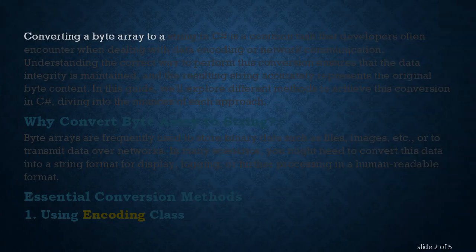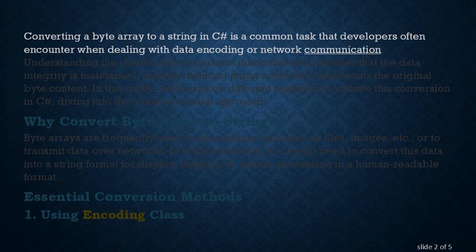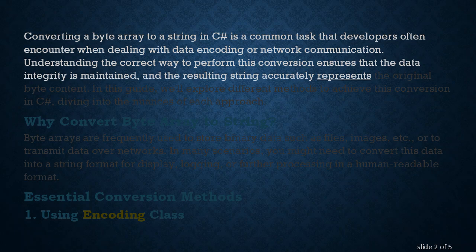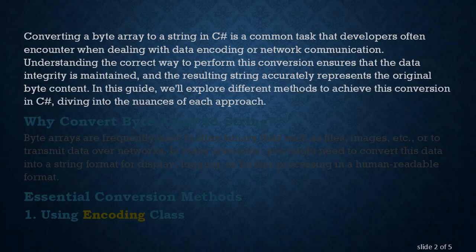Converting a byte array to a string in C# is a common task that developers often encounter when dealing with data encoding or network communication. Understanding the correct way to perform this conversion ensures that the data integrity is maintained, and the resulting string accurately represents the original byte content. In this guide, we'll explore different methods to achieve this conversion in C#, diving into the nuances of each approach.